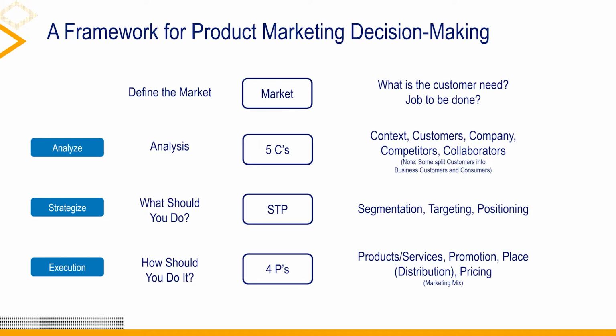Step 1 is to define your market. Identify a job to be done or a customer need you will seek to deliver against. Next, analyze the market, typically using the 5 C's framework to ensure you are comprehensive in your analysis. Then, you strategize using the STP framework. What segment or segments are you prioritizing? The last step is implementation and execution, typically using the 4 P's framework.